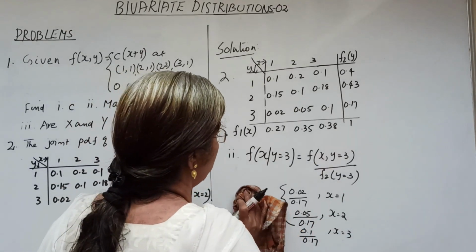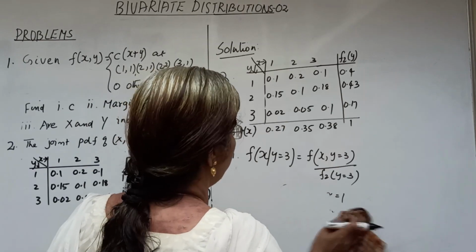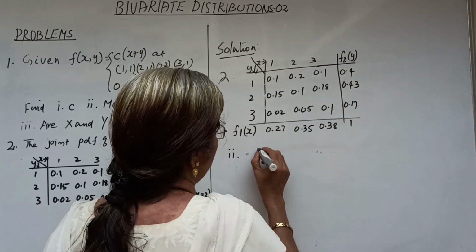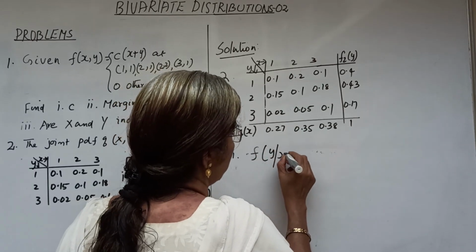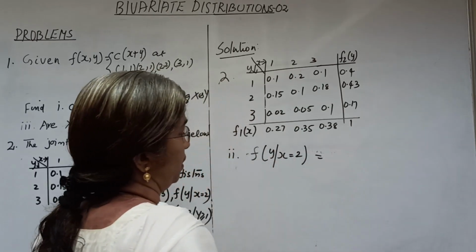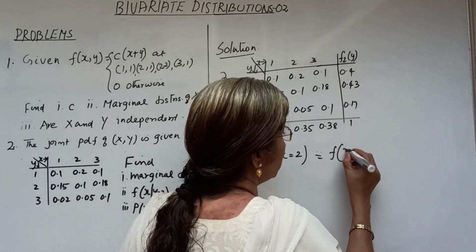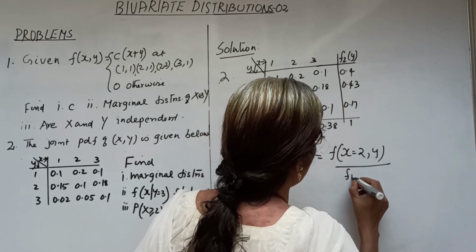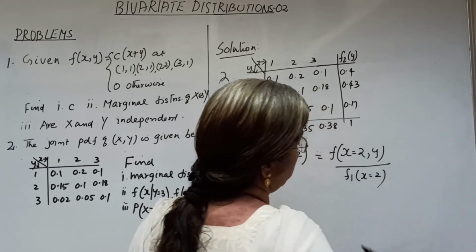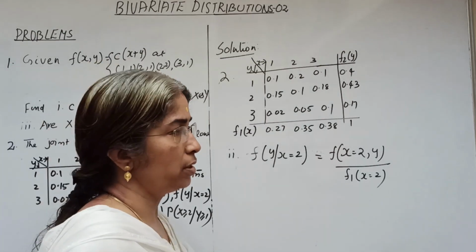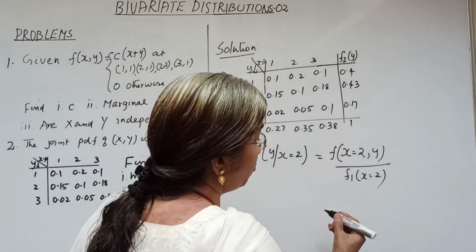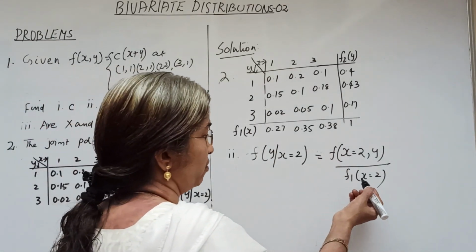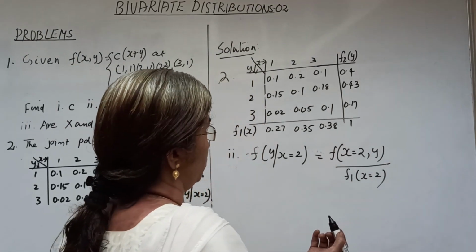Okay, now we consider the other part. f of y given x equal to 2. What is the formula? f of y given x equal to 2 can be written as f of x equal to 2 comma y divided by f1 of x equal to 2, isn't it? We are usually practicing f of x y. So I have written f of x equal to 2 comma y divided by f1 of x equal to 2.